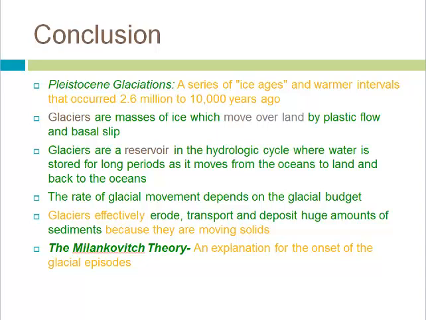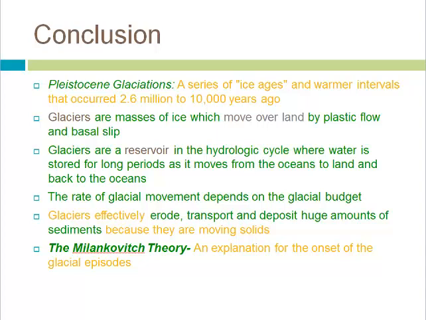And we know that glaciers are masses of ice which move over land by plastic flow and basal slip. We know that glaciers are reservoirs in the hydrologic cycle where water is stored for long periods of time, and it moves water from the oceans to the land and back to the oceans, but it's very slow movement, which means it sets the ocean levels and what kind of animals and plants grow on land, etc. And then we have the rate of glacial movement depends on the glacial budget, how much snow they're getting, how warm it is, what time of the year, etc.